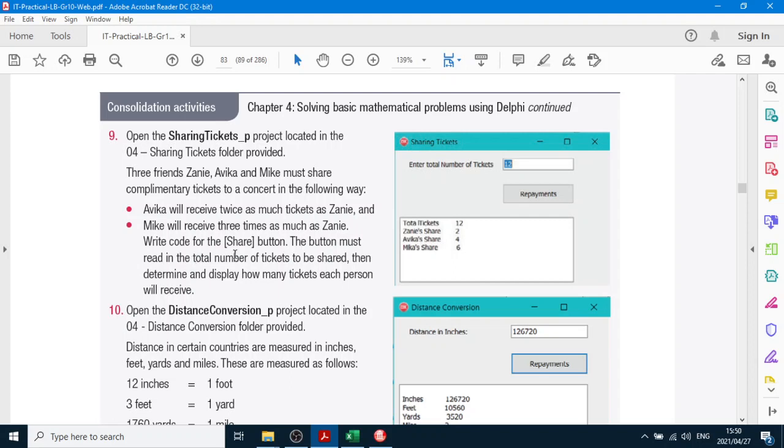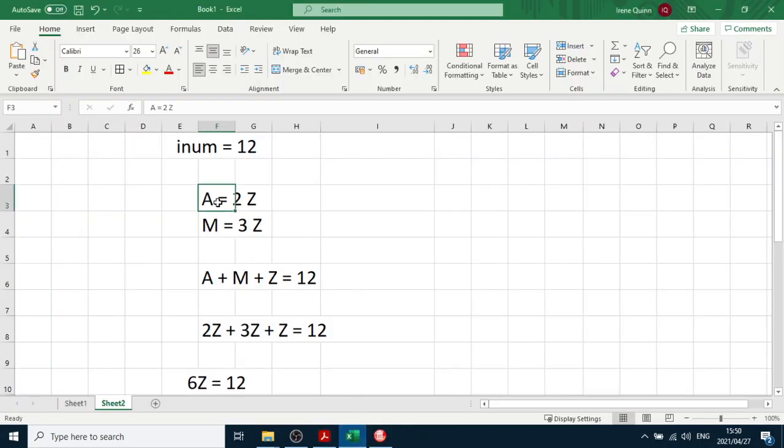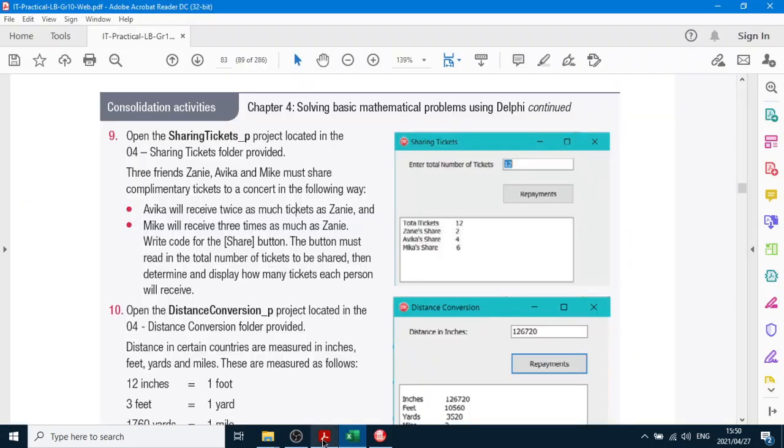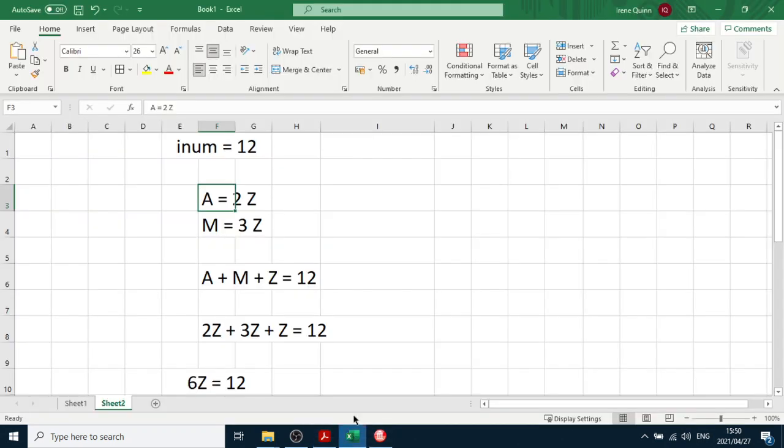So this is a bit of an algebra problem, a ratio problem, but it's not as difficult as you think. If Avika will receive 2 times as much as Zane, you write it out: A equals 2 times Z. I'm just going to assume that the number of tickets is 12. A is 2 times Z. M for Mike is 3 times Z, so I write M equals 3 times Z. If I add all this up, A plus M plus Z, all of them together is going to equal 12, the number of tickets that we have.